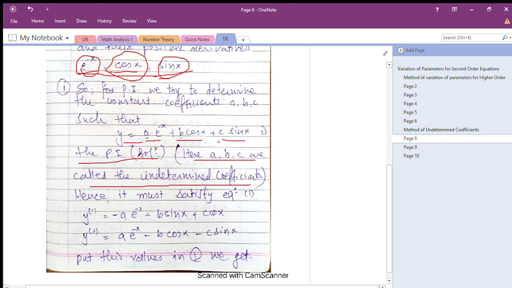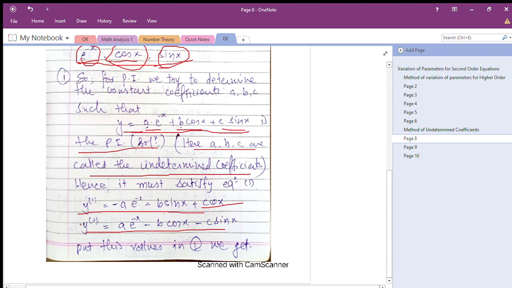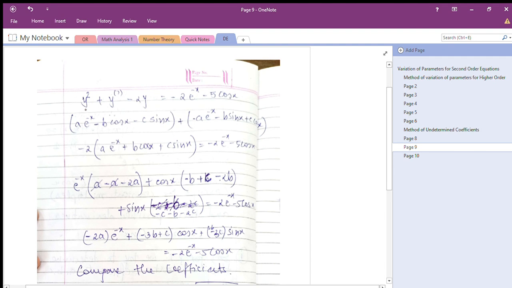Now since this is the particular integral of the given equation, it must satisfy that equation. So let us find y1, that means the differentiation of this term: the differentiation of b cos x is minus b sin x, and the differentiation of c sin x is c cos x. Again the derivative of that will give you y2, and now put y2, y1 and this y in equation number 1. When you put it over here, this is the first term, this is the second term of y1, and this is minus 2y, and this is the right hand side.